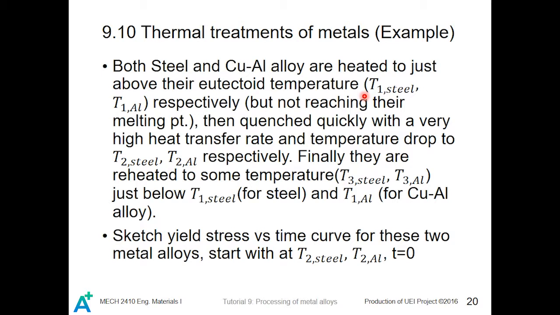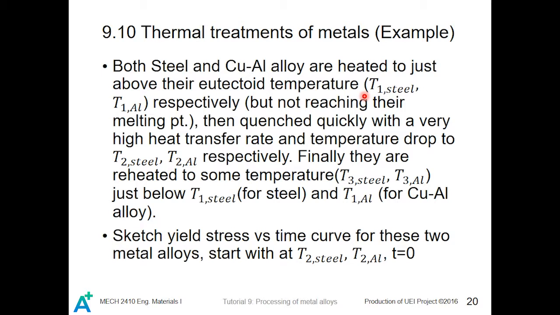Then these two materials are quenched quickly with a very high heat transfer rate, and the temperature drops to T2 steel and T2 aluminium respectively. Finally, they are reheated to some temperature, T3 steel and T3 aluminium, just below T1 steel for steel and T1 aluminium for the copper aluminium alloy.